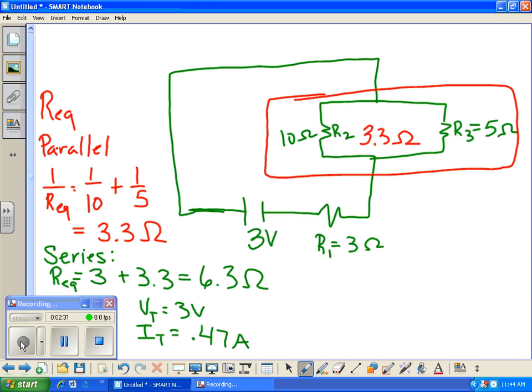You use the total. So that is equal to, V equals I times R. You use 6.3? Yes, I use 6.3 for the R, and I solve for I.